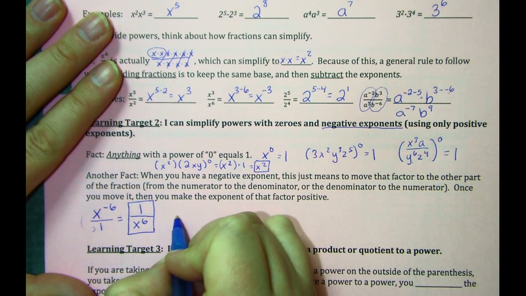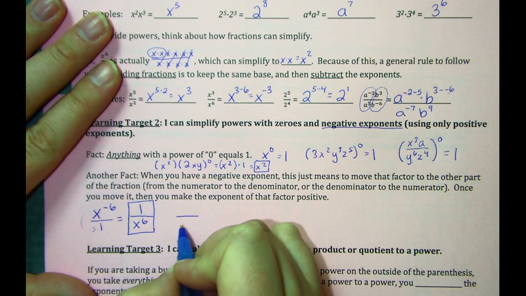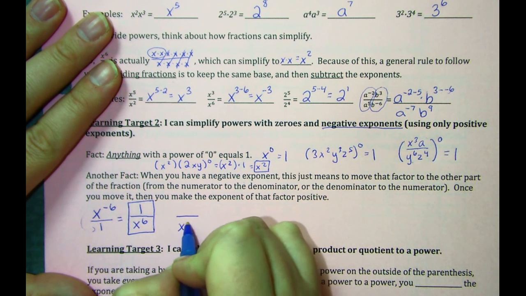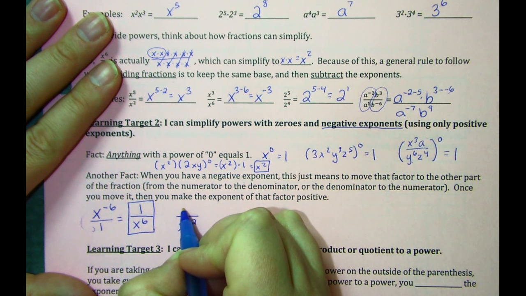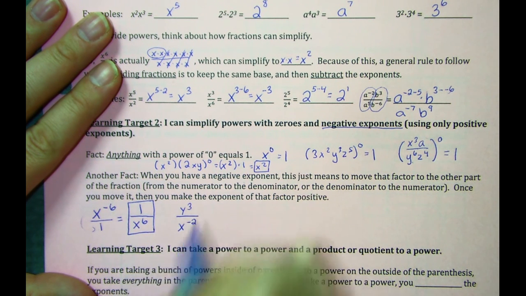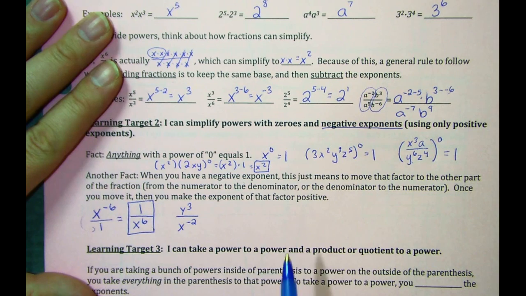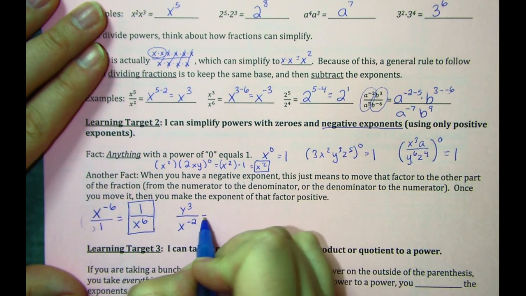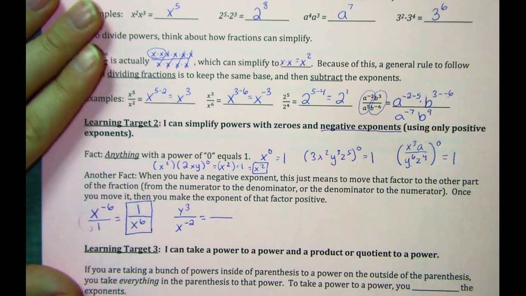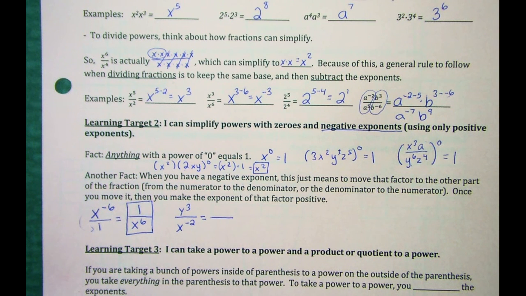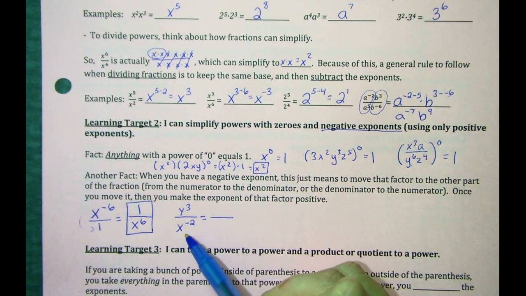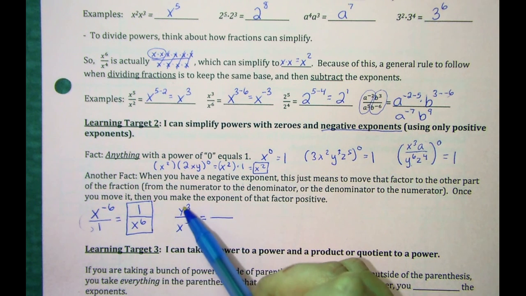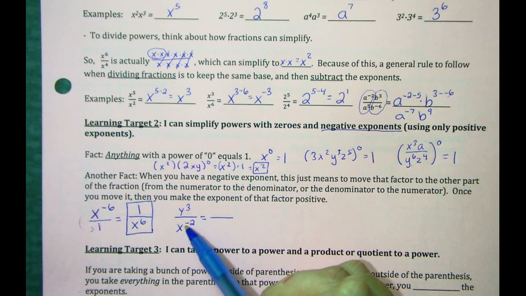Now let's say you have something that's already on the bottom. Let's say you have x to the negative 2, and maybe you have a, I don't know, y to the 3rd power up here. So let's say you're confronted with something like this. So I'm going to draw my fraction line, and I'm going to look at each factor. The y to the 3rd power is a factor. The x to the negative 2 power is a factor. And I'm going to look at each factor, and I'm going to decide stay or move.